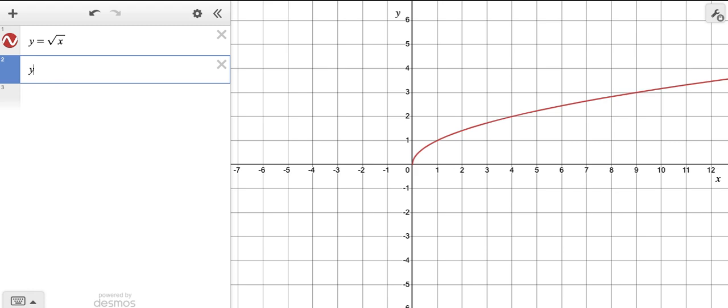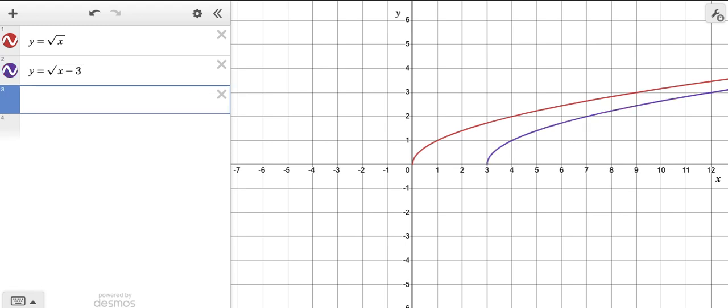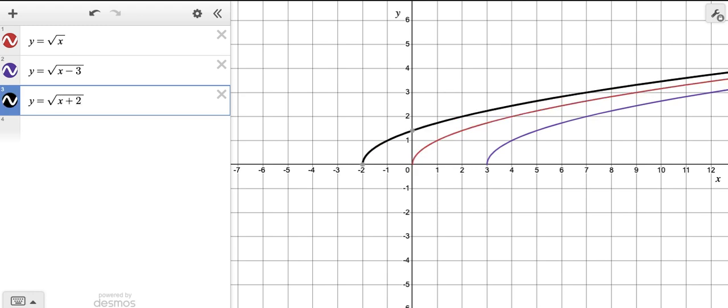On the same coordinate plane, I'm going to graph another function here. Please pay attention. As you can see, the purple one is the graph of square root of x minus 3. And later, let's graph another example. The black one here is the square root of x plus 2. You can pause the video right now to think about what happened to the red one to the purple, and what happened to the red one to the black. How do I move this one to the other two functions here?